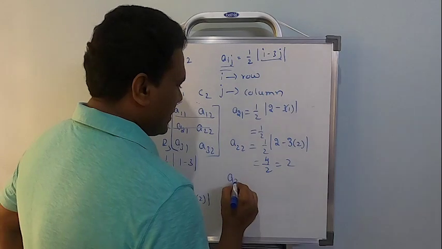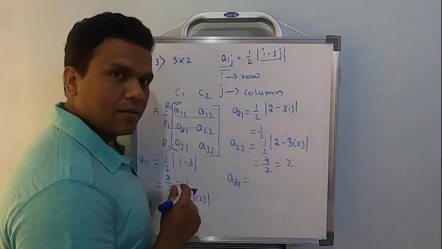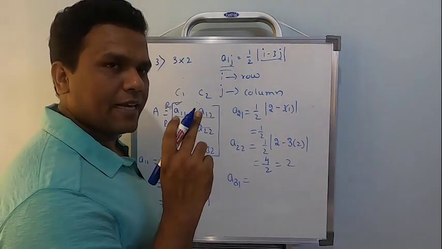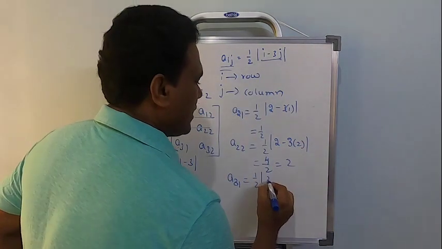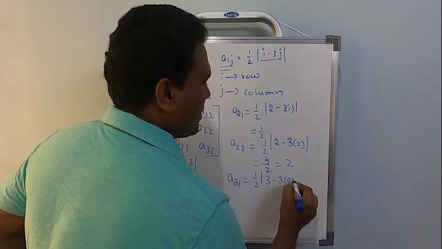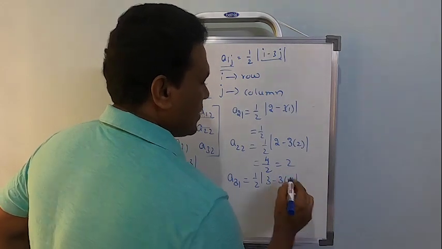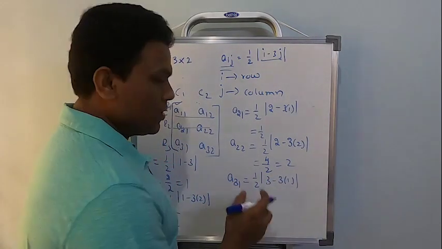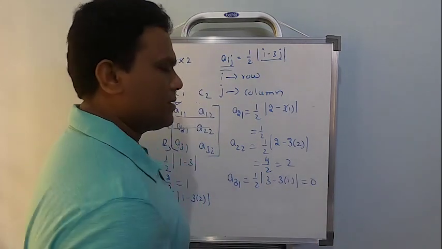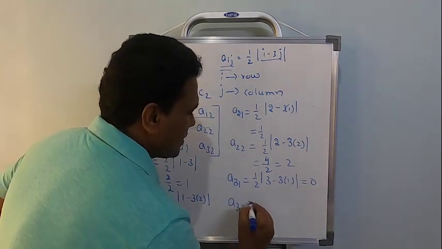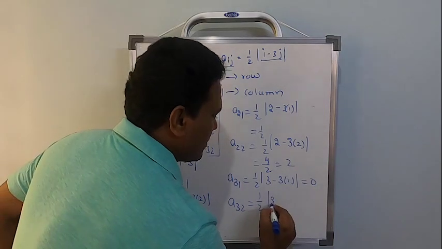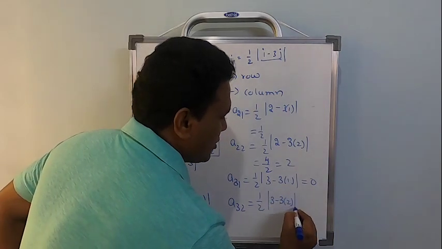So the next one is A31. That means third row, first column. i is 3, j is 1. I will use the same definition again. Mod of half, 3 minus 3 multiplied by 1. Clear? And 3 minus 3 is going to be 0. 0 multiplied by anything will be 0. A31 is also over. The last element, A32, half multiplied by mod of 3 minus 3 multiplied by 2.